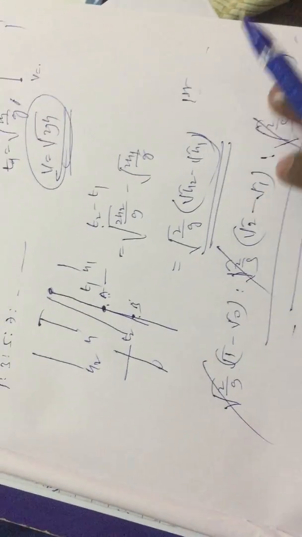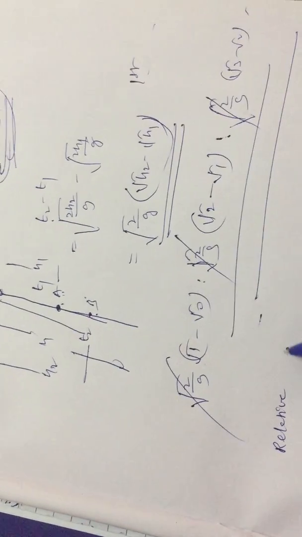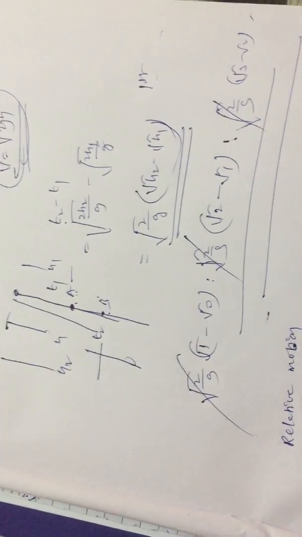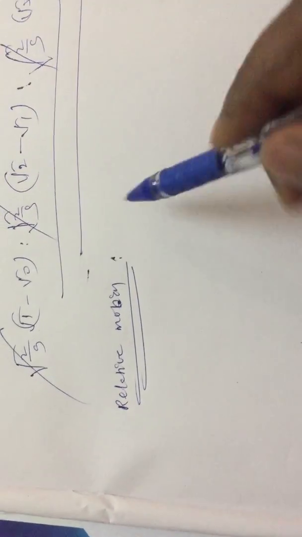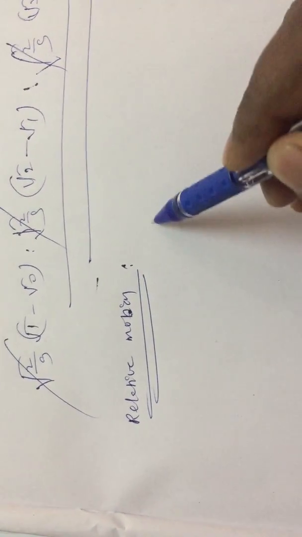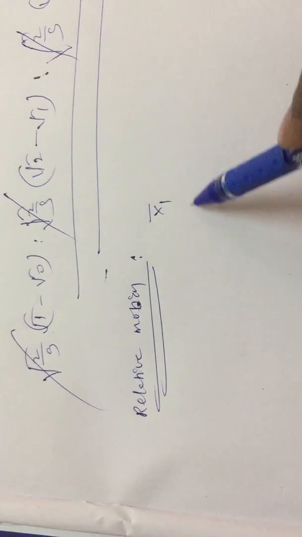Okay, this you can cover up this particular point. Here is one of the very important concepts, the next one is relative motion. In relative motion, suppose a car had the displacement x1.